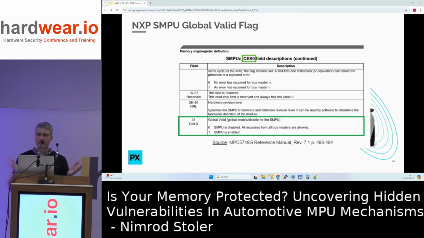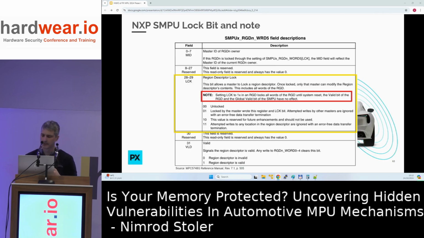So we started reading through the reference manuals of the NXP chip. The NXP register names are quite similar to those of the STMicroelectronics chip. Again, we see the global valid bit, which is located in bit 31 of the CES0, quite a close name to the STMicroelectronics CES0 register. And surprisingly, we also found similar read-only bits, only here they are called LCK bits. Let's look at these.